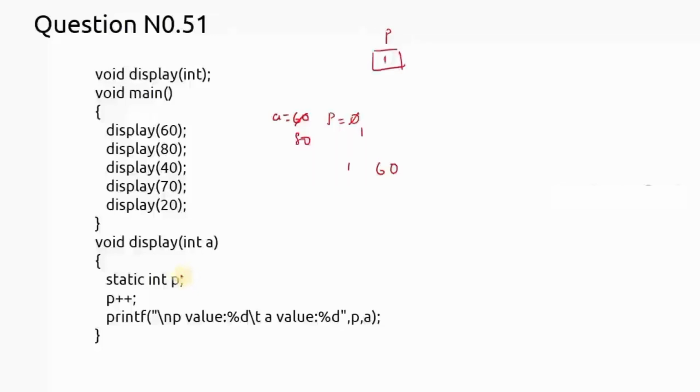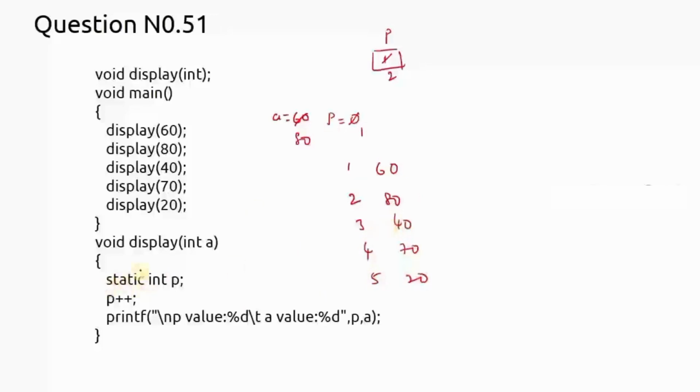For static variables, the value will be initialized only once. Now p++, the previous p value is 1, so now it will become 2. If you print p comma a, it will print 2 comma 80. Now display of 40: what is the previous p value? 2, and 2++ is 3, and a value is 40. Like this it will print. Next p value is 4 and 70. Next p value 5 and 20. Like this it will print.